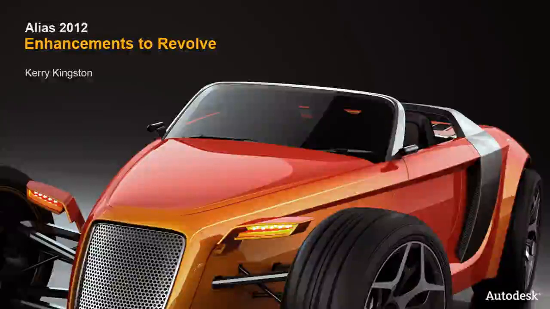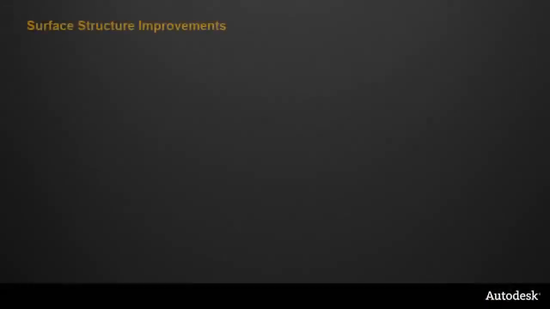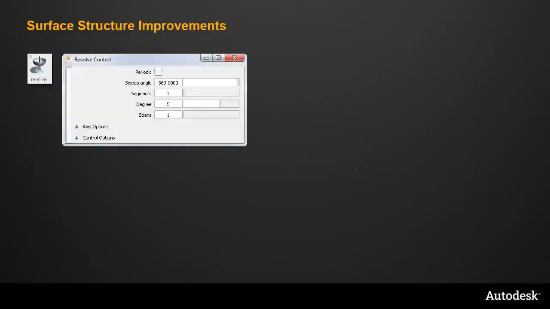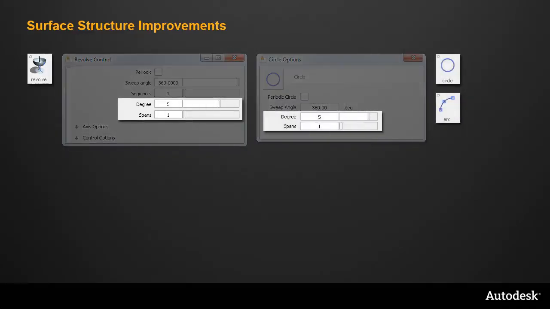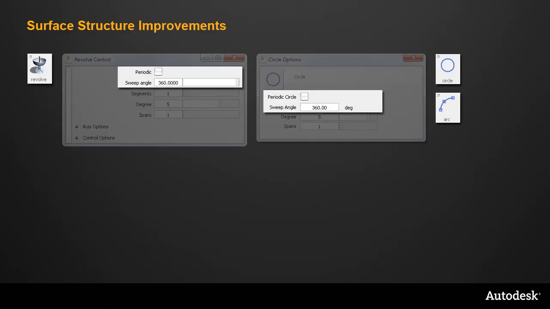The Revolve Surface tool has been updated and redesigned in Alias 2012. I'll start by looking at the Revolve surface structure. In the Revolve option window, you now have the same settings as you've been used to using in the Circle and Arc tools. You have full explicit control of the surface degree and number of spans, whereas before you were limited to degree 3. And you now have choice over the periodic setting.